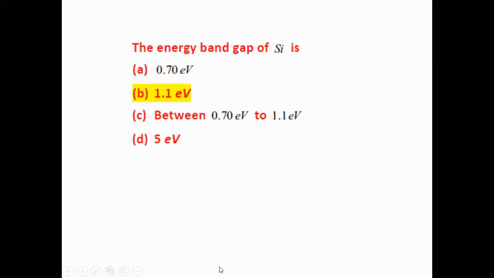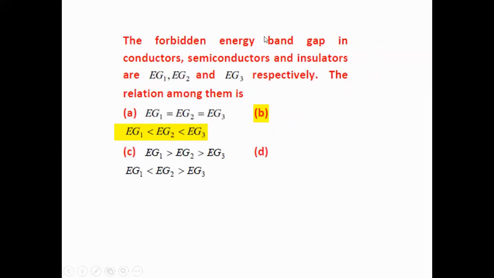Next, the energy band gap of silicon is approximately 1.1 electron volt. Then the forbidden energy gap in conductors, semiconductors, and insulators. In the case of conductors, the forbidden energy gap won't be there. In the case of semiconductors, the forbidden energy gap is less, about 1 electron volt.